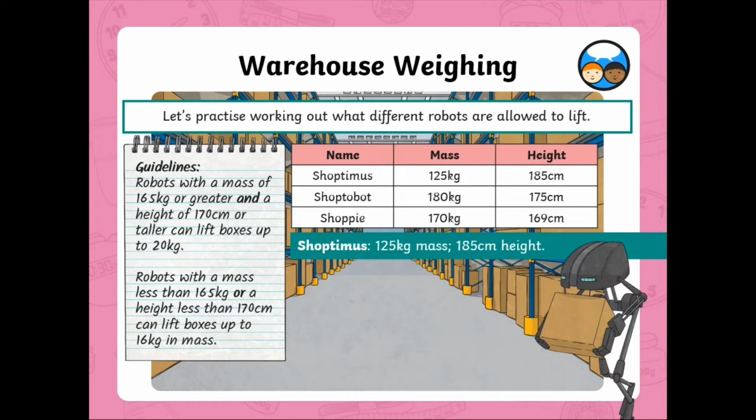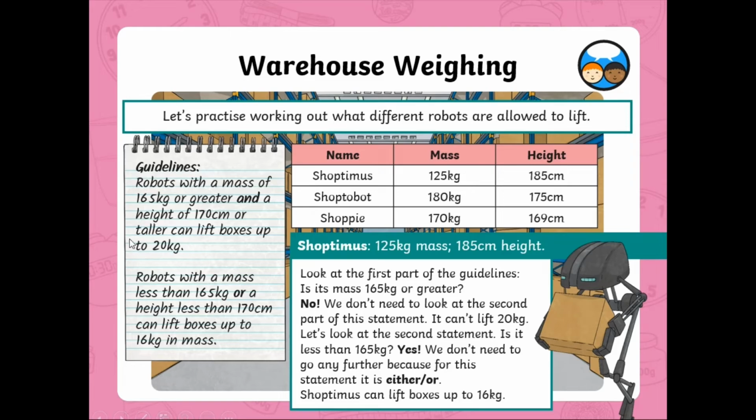We've got Shoptimus. He weighs 125 kilograms and he's 185 centimeters tall. So can he lift 20 kilograms or can he only lift 16? Well, let's have a look. So the criteria has got to be the mass is 165 kilograms or heavier. Well, hold on. He's 125, so he's lighter. So no, he cannot lift the 20 kilogram boxes. I don't even need to look at the height part because he's not this weight.